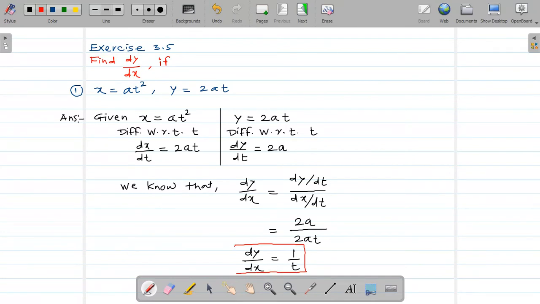Okay, so the final answer is always in terms of the parameter. So dy by dx is equal to 1 upon t. This is the solution to get the value of dy by dx. Whenever parametric functions are given to you, you have to solve like this.